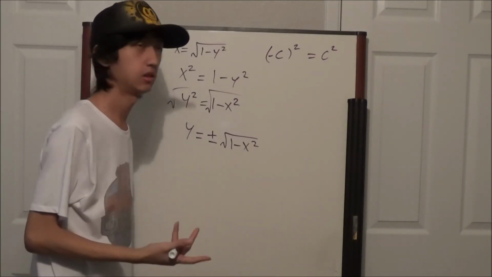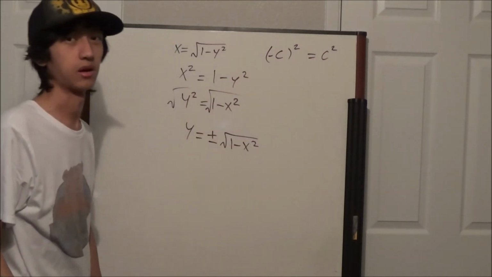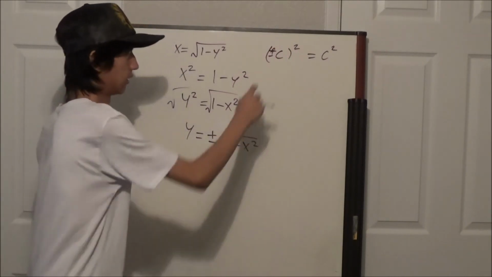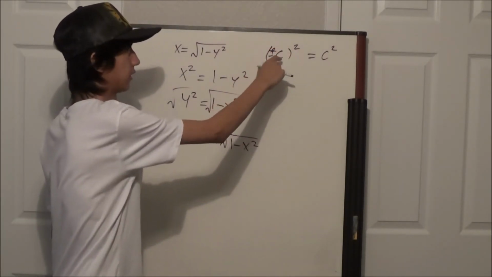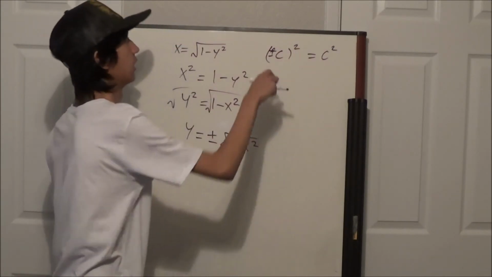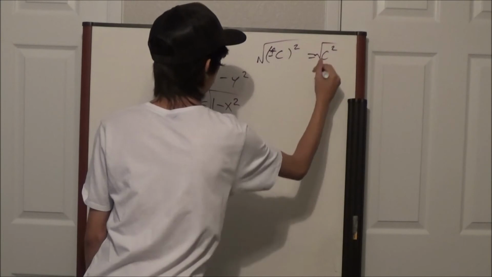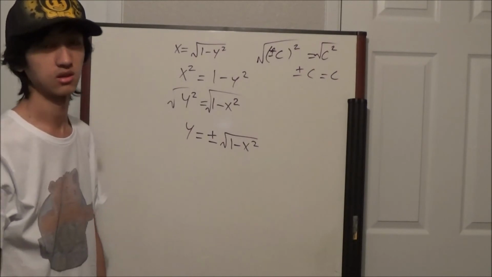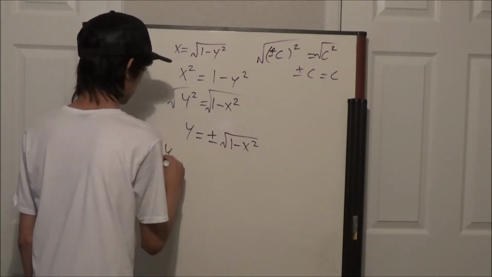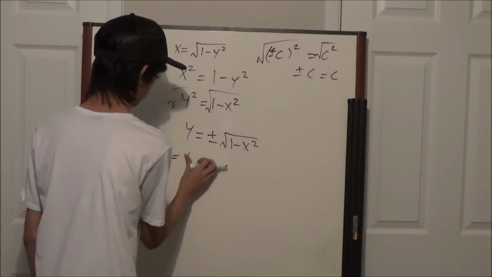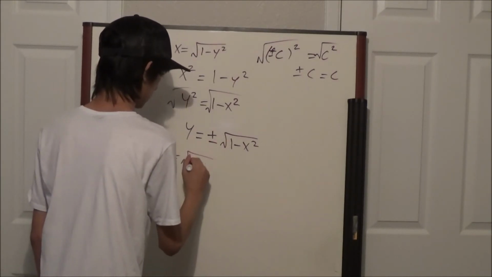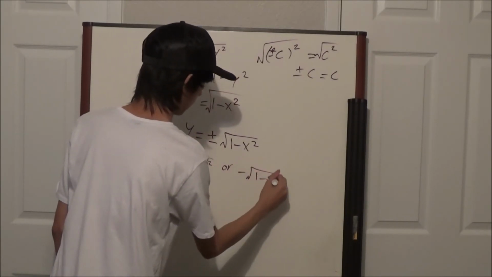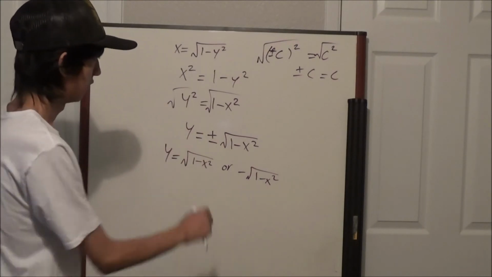If we square negative c, it's still going to equal c squared as well. So whatever that is inside, plus or minus c squared is still going to equal c squared. Okay? Now if I square root both sides, now you have two solutions. So this means that y is equal to the positive square root of 1 minus x squared or the negative square root of 1 minus x squared. So that's two solutions.